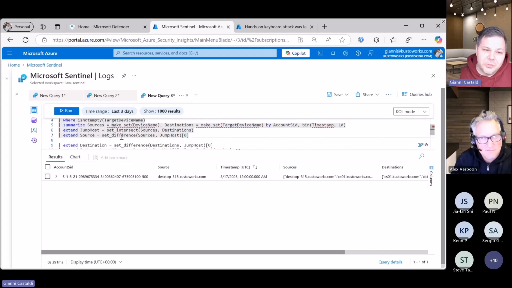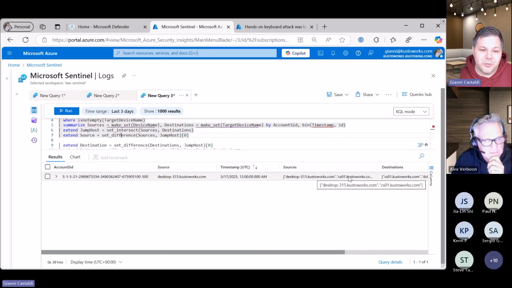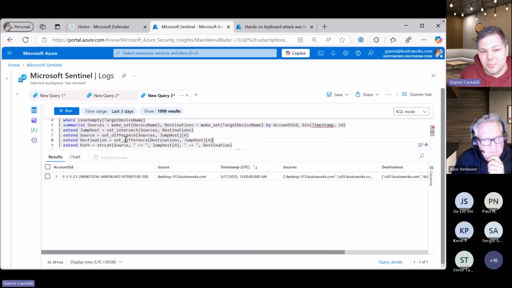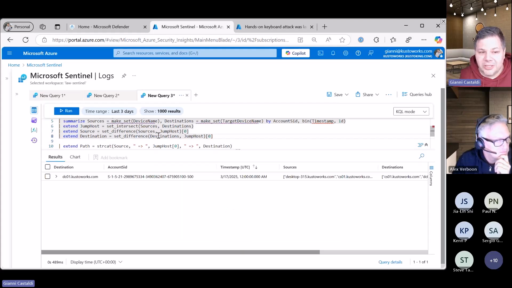So basically what we use is the set difference to see what the difference is between the sources and the jump host. So in this case, if we look at source, we see that the desktop was sources minus the jump host. So next we want to do basically the same, but then with the destinations. And then we have the destination, we have the source, so we're all good.